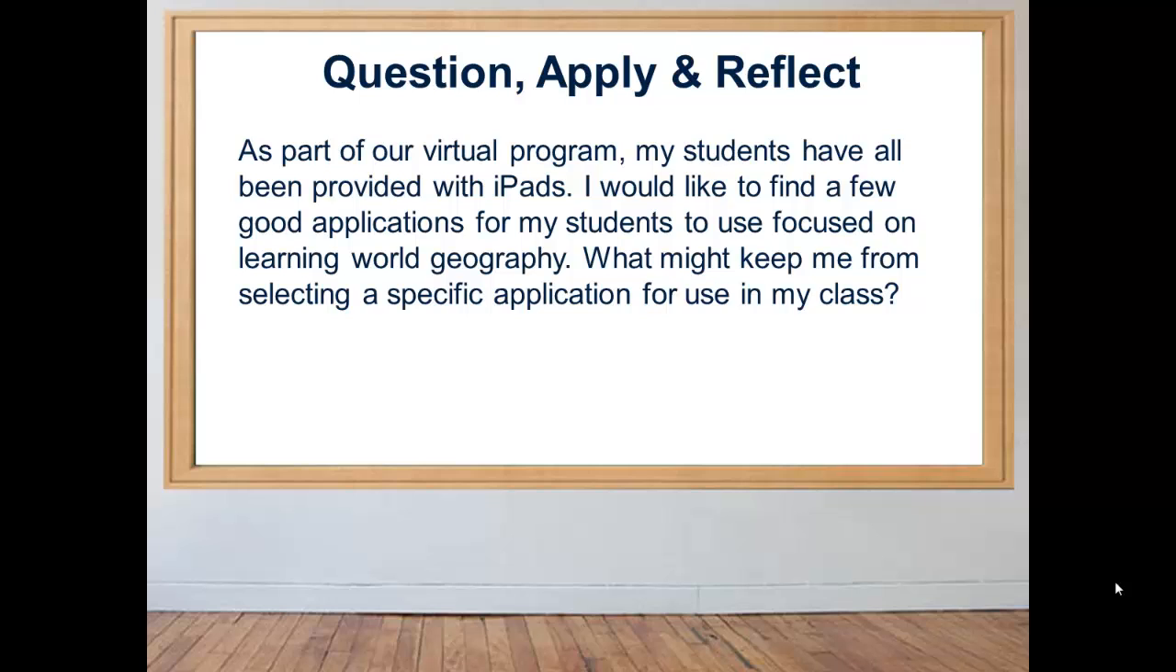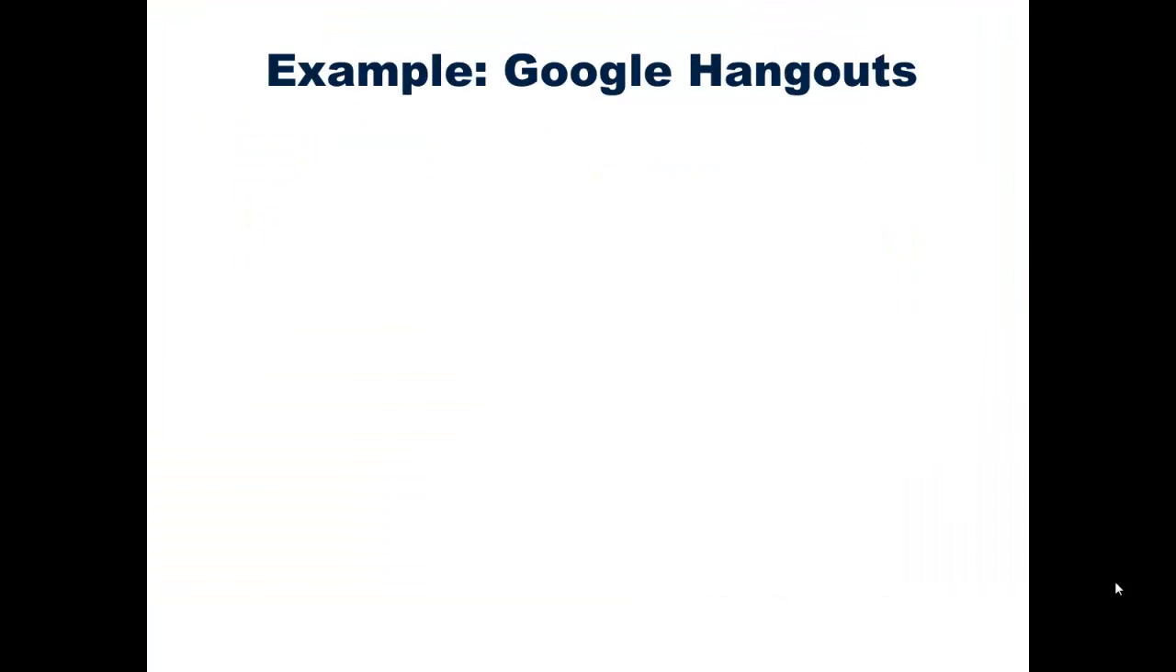But when I'm looking at applications, there may be things that are going to keep me from specifically selecting an application. What might those be? Okay, now that we've thought about what might keep me from utilizing a technology, let's actually apply those concepts and the 4 dimensions to a real-world example.